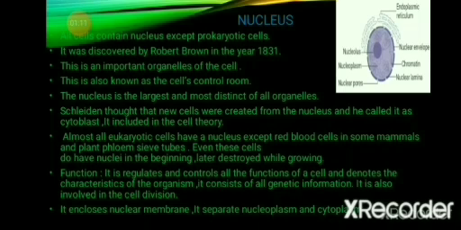Schleiden thought that new cells were created from the nucleus and he called it cytoblast. It is included in the cell theory. Almost all eukaryotic cells have a nucleus except red blood cells in some mammals and plant phloem sieve tubes. Even these cells do have nuclei in the beginning, later destroyed while growing.